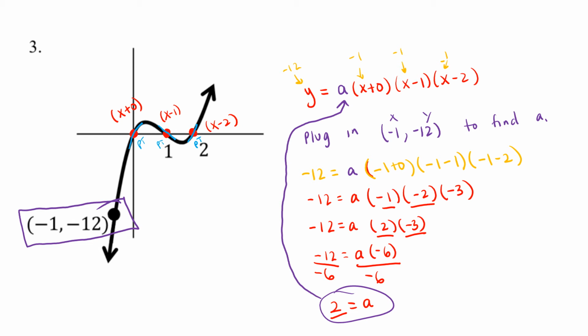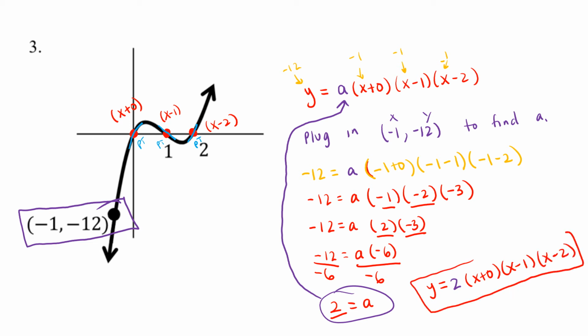So our equation is y equals, our a value is 2, that's what we just found. And then we can say x plus 0, x minus 1, x minus 2. So when they give us that point, that's not an x-intercept, right? Sometimes they give us a y-intercept, sometimes they just give us a random point. You have to find the exact a value because this is the only equation that will represent this specific graph. All right.